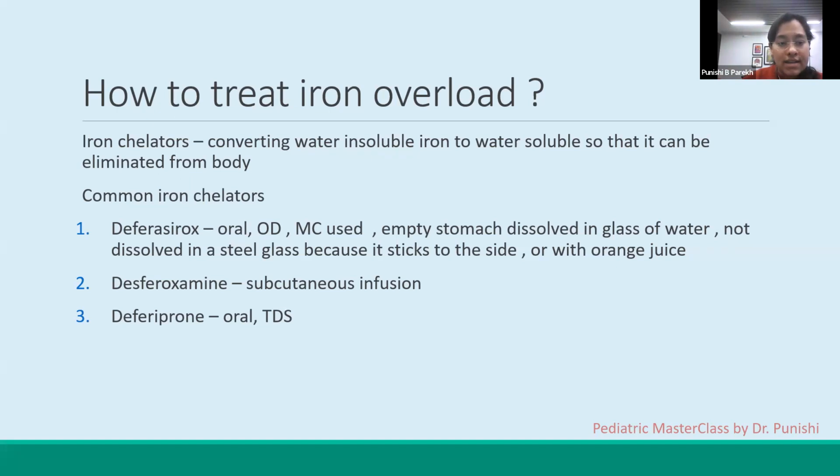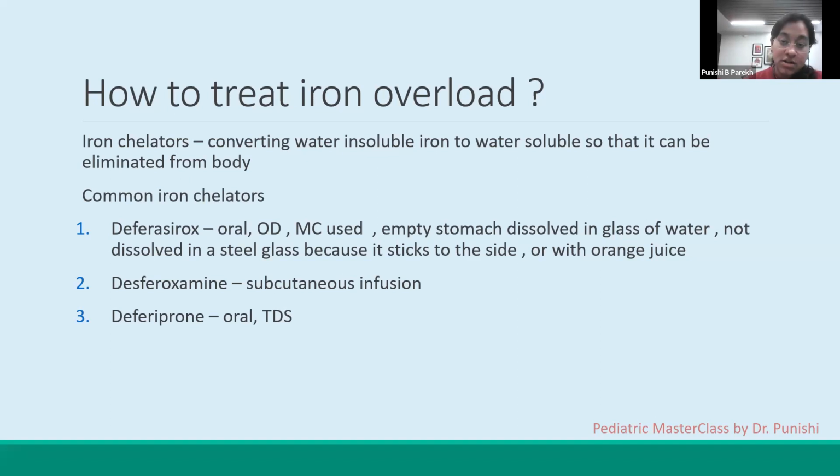What are the common iron chelators? So you have deferasirox, which is your Desirox, which is an oral iron chelator. It's the most commonly used. It's given as an OD dosing. Okay, you do not give it BD. It's always once a day. It has to be taken on empty stomach or at least 30 minutes prior to any meal. It needs to be dissolved in a glass of water or orange juice or apple juice.